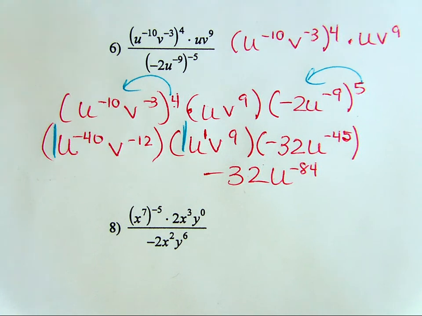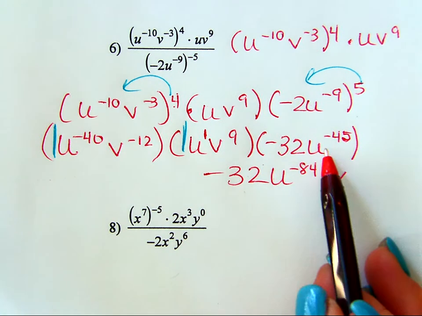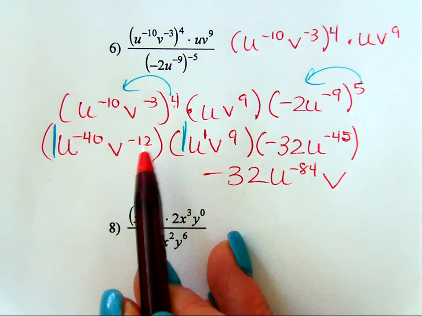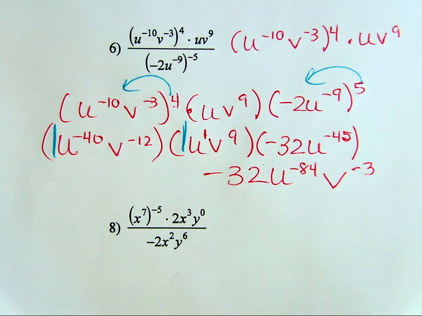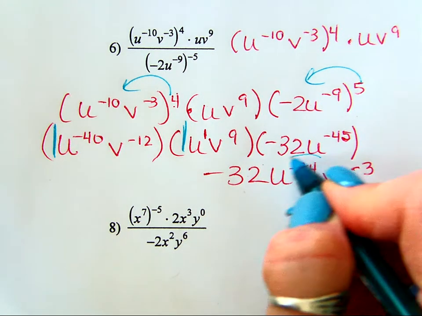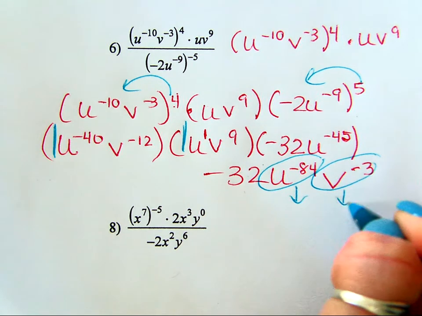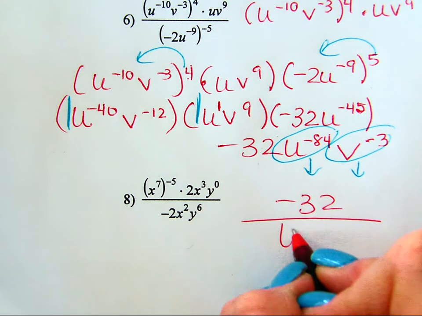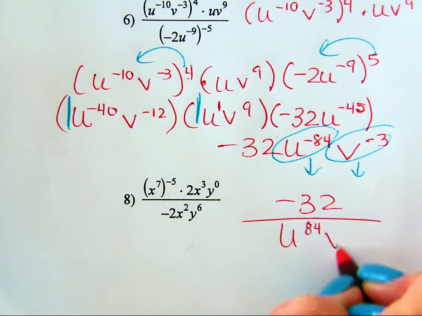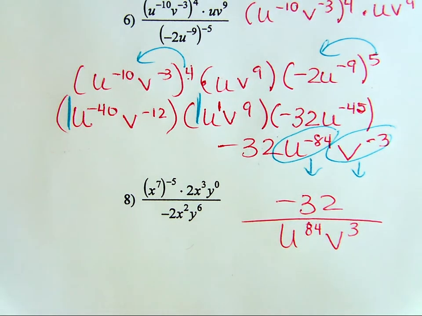Okay, I'm trying to go slow here. And now let's take care of the v's. None here, 9 here, 12 here, for a total of 3 negatives. And you know what to do next, right? Your very last step after you do all those operations is, okay, I got it as simple as it's going to get. Now let's get those negative exponents where they belong. And the whole base has to move with it, correct? So my final answer is negative 32 over u to the positive 84th and v to the positive 3rd. Whew, got it?